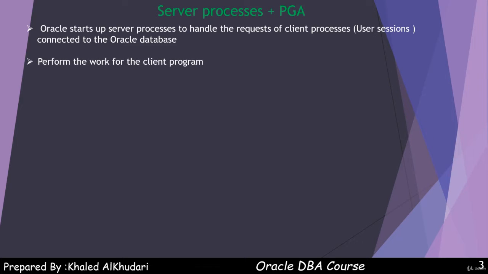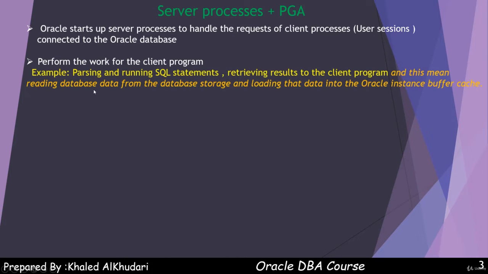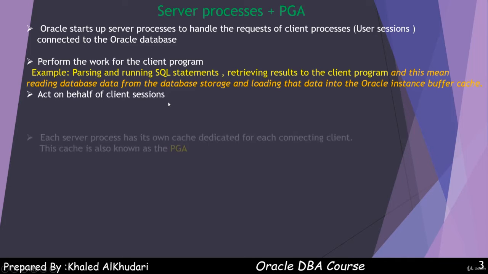Okay. And also, the server process performs the work for the client program. Like what? Like parsing and running SQL statements, and retrieving results to the client program. What is the meaning of retrieving results to the client program? Simply, it is reading database data from the database storage and loading that data into the Oracle instance buffer cache. We will understand the meaning of buffer cache in detail.